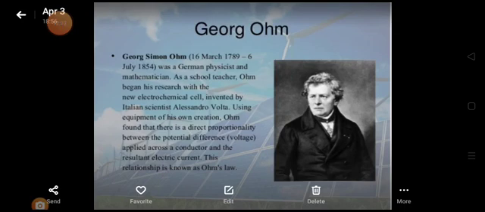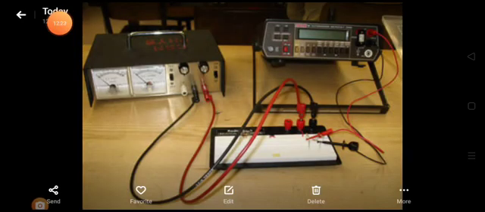Now, we will study in a bit of detail how that experiment was conducted and ultimately what conclusion was drawn from that experiment. A setup similar to what is shown in the picture was used by Sir George Simon Ohm to study the dependence of potential difference and current.